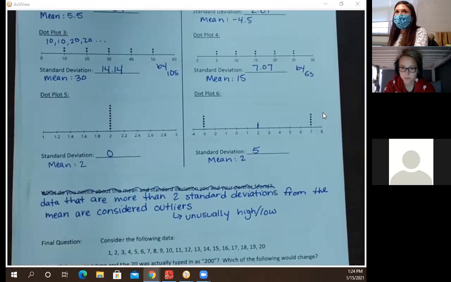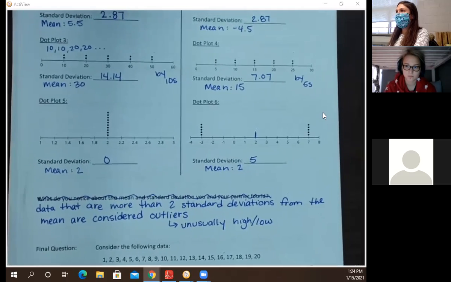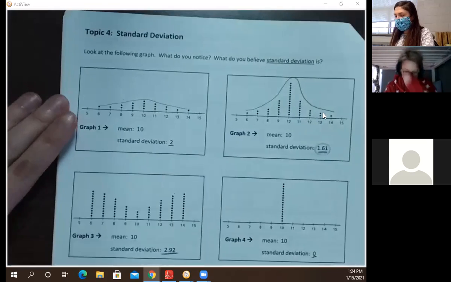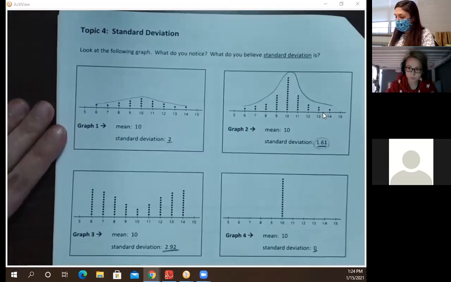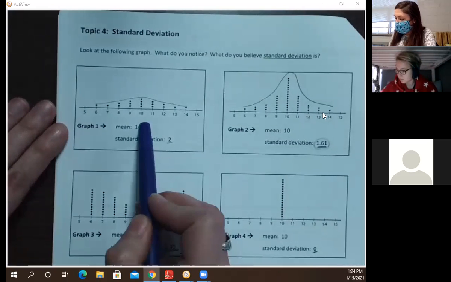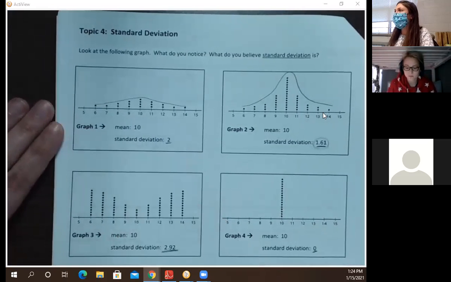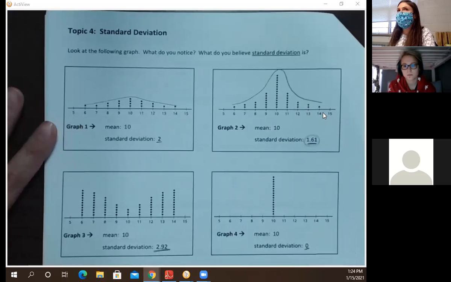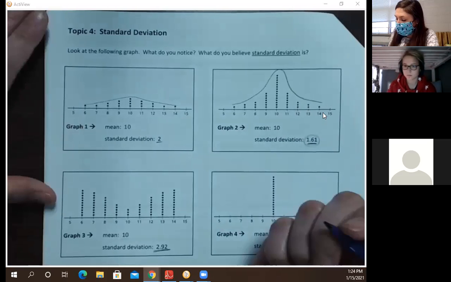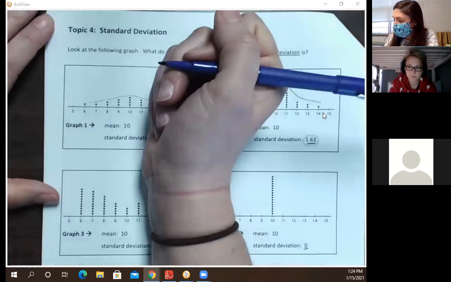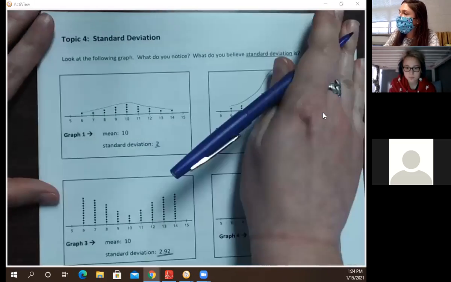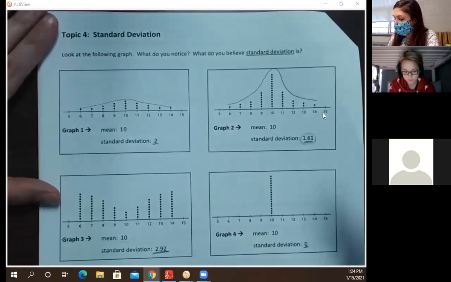So let's take a look at what this looks like, this 2 standard deviations from the mean. What are we talking about there? So I'm going to flip back to page 14, and I want to look at graph number 1. I want to look at graph number 1 because it has a nice mean and a nice standard deviation. Okay, nice whole numbers. You don't have to mess with any decimals here for this example. So any value that is more than 2 standard deviations from the mean is unusual, is what we're saying.